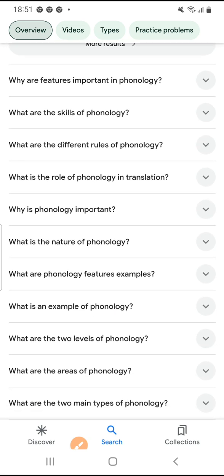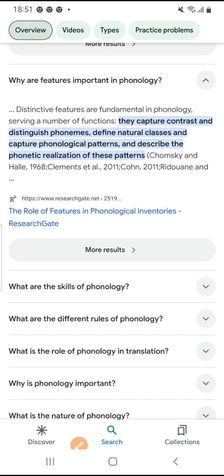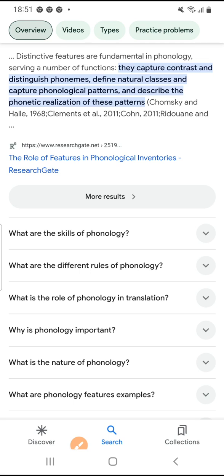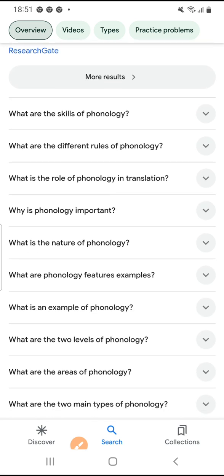Okay, what are the features important in phonology? Distinctive features are fundamental in phonology, serving a number of functions. They capture, contrast and distinguish phonemes, define natural classes, capture phonological patterns and describe the phonetic realization of these patterns, right?